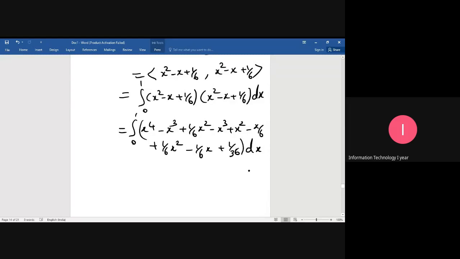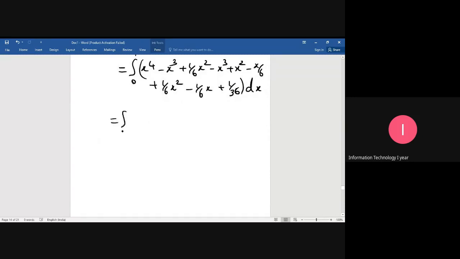So now again a simplification is needed. This is equal to the integral from 0 to 1 of x to the power 4, then x cube minus x cube minus x cube, so this will be minus 2 times x cube. Then 1 by 6 x square, 1 by 6 x square, actually 2 by 6 x square, plus 2 by 6 x square. Again one more x square is there, plus x square. Then x by 6 minus x by 6, so minus 2x by 6 plus 1 by 36, into dx.